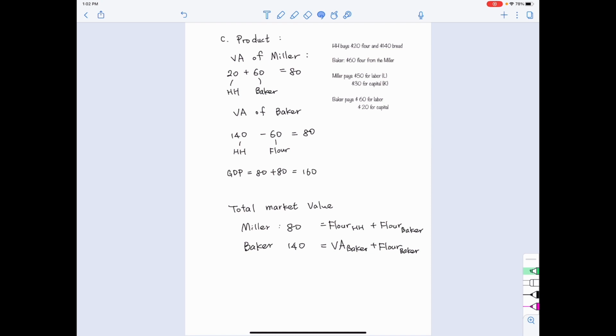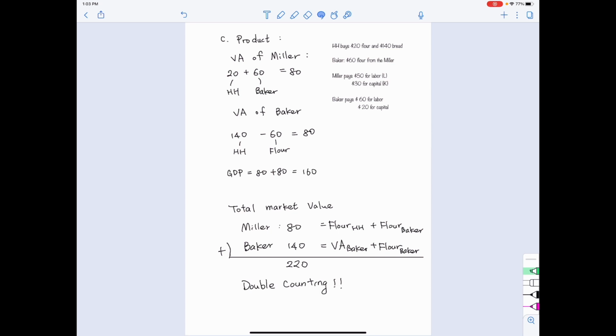So if we count the total market value of the baker, it includes the value added of the baker and the flour that the baker bought. If we add it up, we are going to have 220. Here we clearly see that we are counting the flour the baker purchases twice when we count the value of the goods produced in this economy. Therefore, when we want to come up with the GDP using the product approach, we need to use the value added instead of the total market value. Otherwise, there will be double counting.